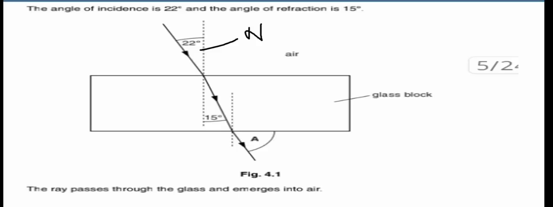So now, one thing that you need to understand here is that the angle when the ray is entering, which is going to be formed between the incident ray, this one is the incident ray, and the normal ray, it is going to be the angle of incidence. Now that angle is going to be equal to the angle when the ray is leaving the glass block, meaning the angle on this part here is going to be 22 degrees or so. Now the question continues. It is saying the ray passes through the glass and emerges into air.